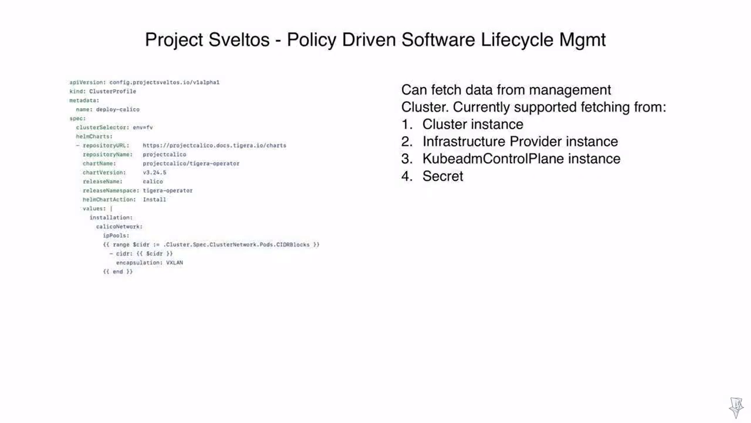Helm chart values can be defined as templates. Such template instantiation happens at the time of deployment, reading values from the management cluster. In this example, when deploying Calico in a matching workload cluster, the pod address pool is taken from the cluster instance.